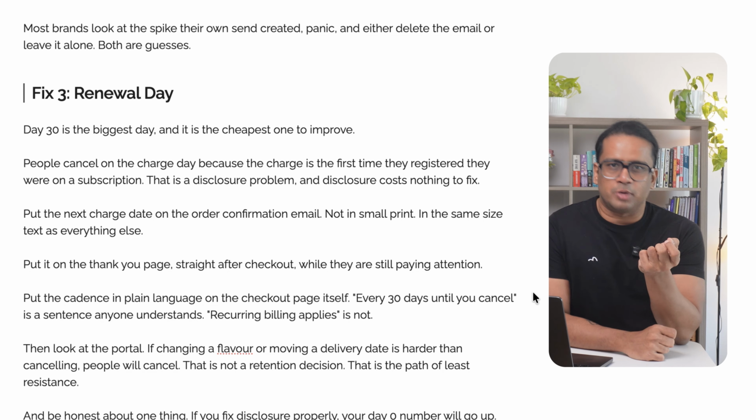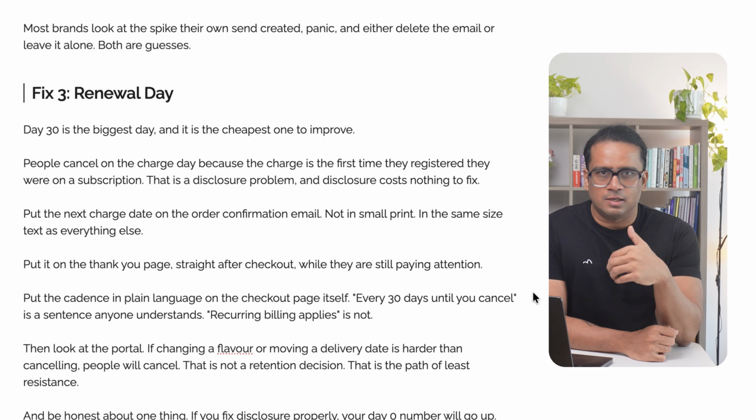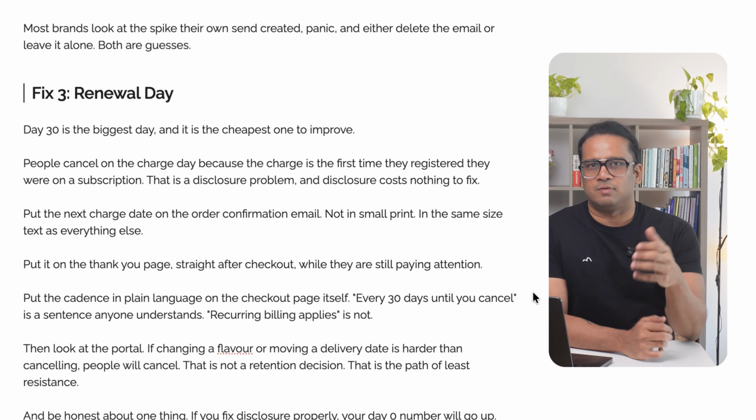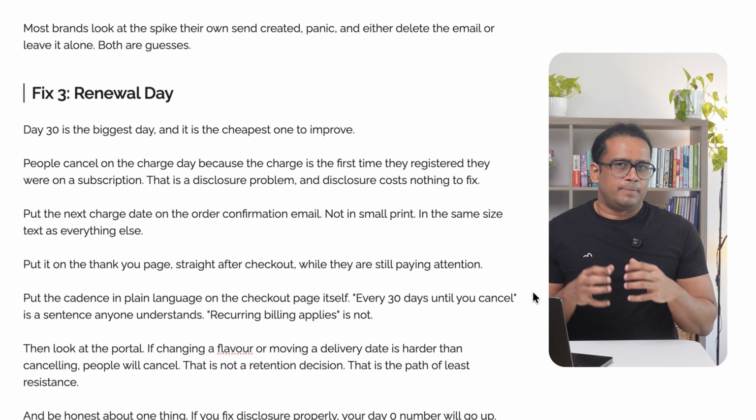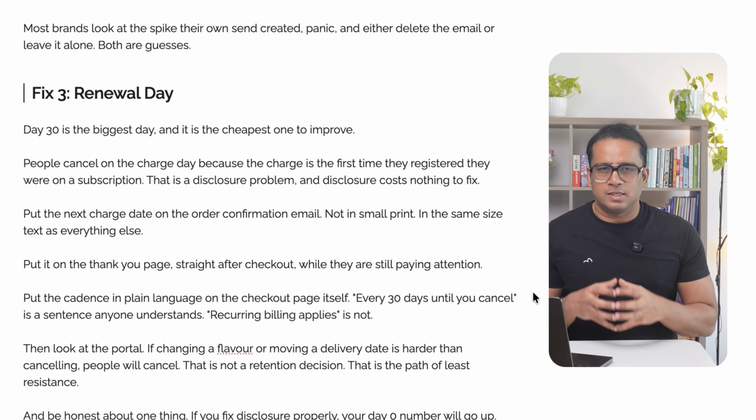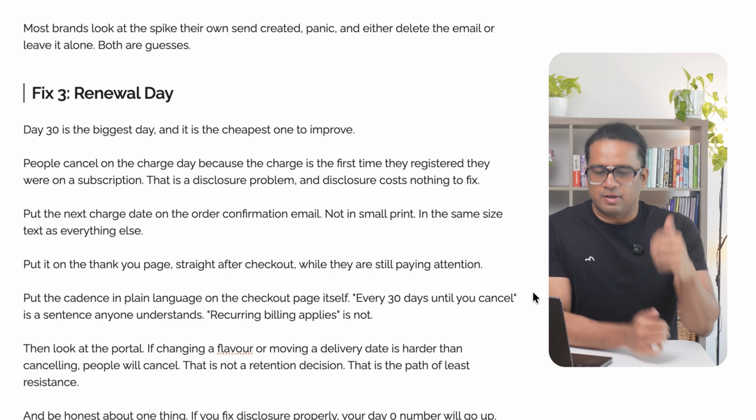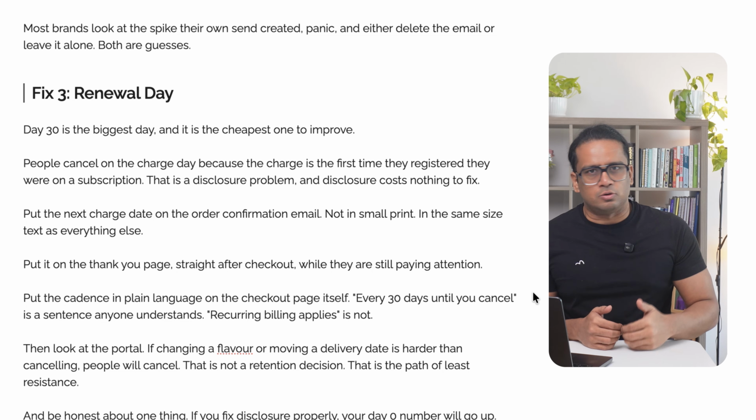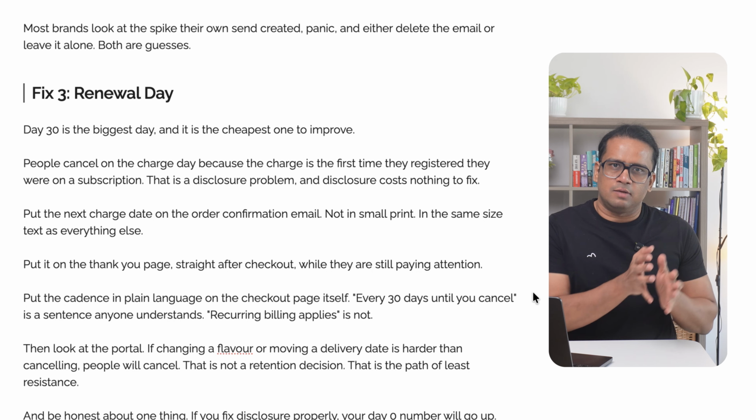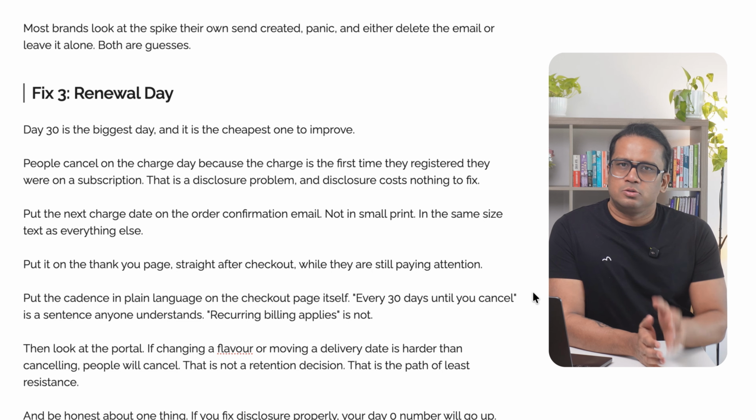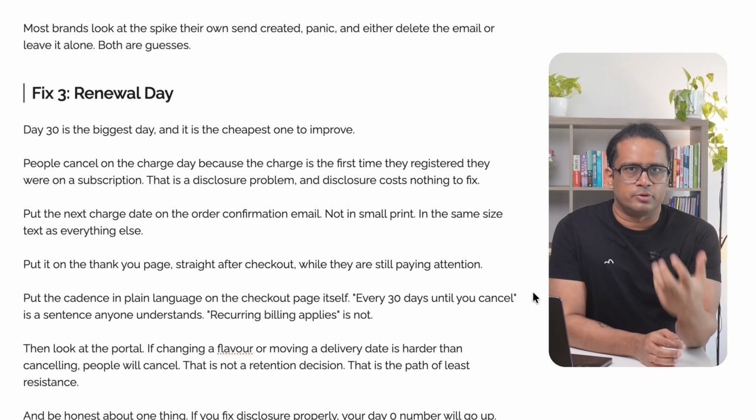Put it on the thank you page straight after checkout while they are still paying attention. Put the cadence in plain language on the checkout page itself, every 30 days until you cancel, or something like that. But the idea is that we are not supposed to hide that it's a subscription. Otherwise, it will lead to refunds and bad reviews. The customer will eventually cancel, but they will get angry and post on Trustpilot and you will get a bad review. So the idea is to fix this and be upfront about the subscription.